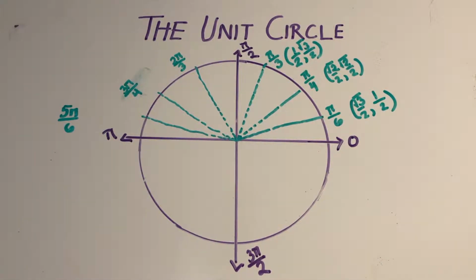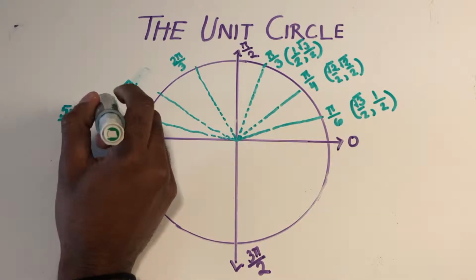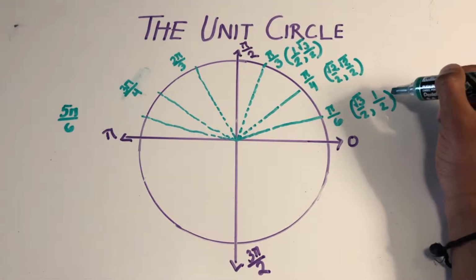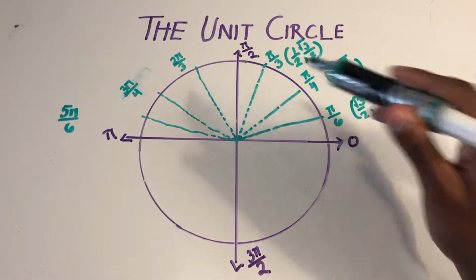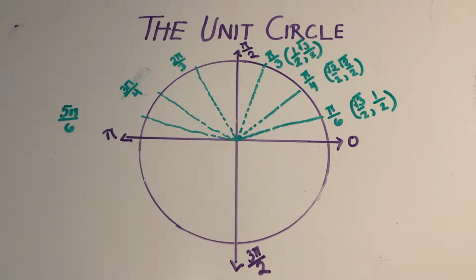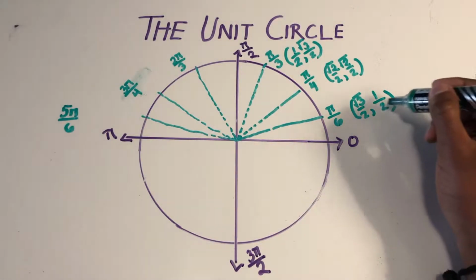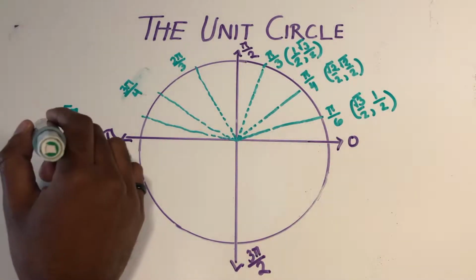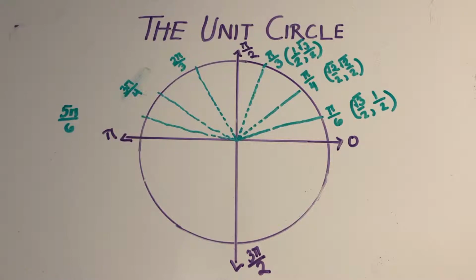And that's 5 pi over 6. Now I'm making some space because we're going to end up writing the corresponding ordered pairs to each of these angles. Now what you can do is you can just copy these and write them down here. However, you have to be aware of the sign.